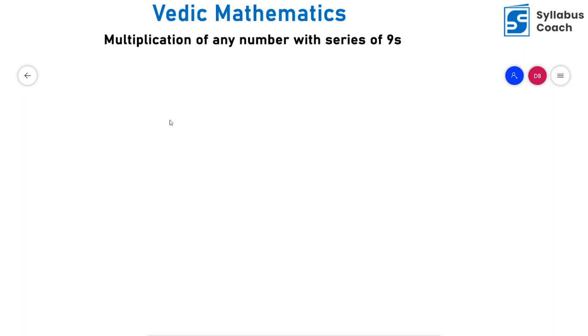Today we're going to come up with a new series on Vedic mathematics. So without any further delay, let me introduce the first topic of the series. The first topic of the series is multiplication of any number with series of nines. What is it? We'll try to identify different techniques that will help you to calculate the multiplication of any number with series of nines. So let me just start explaining that.